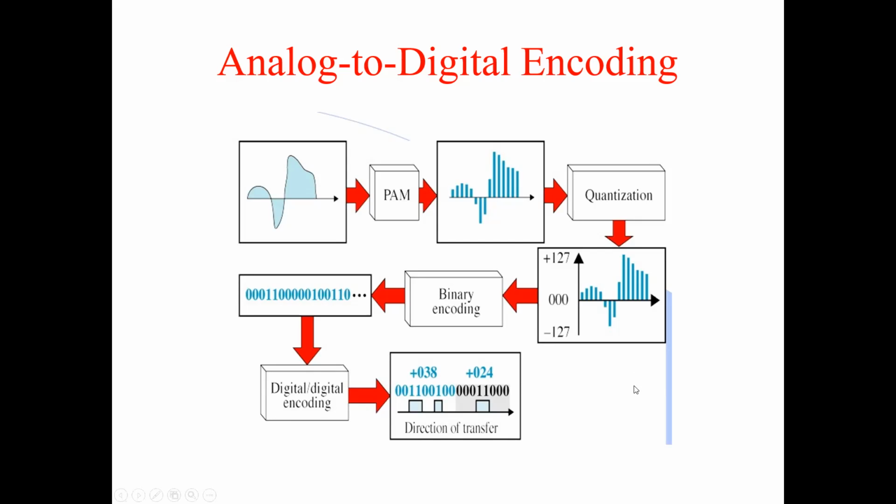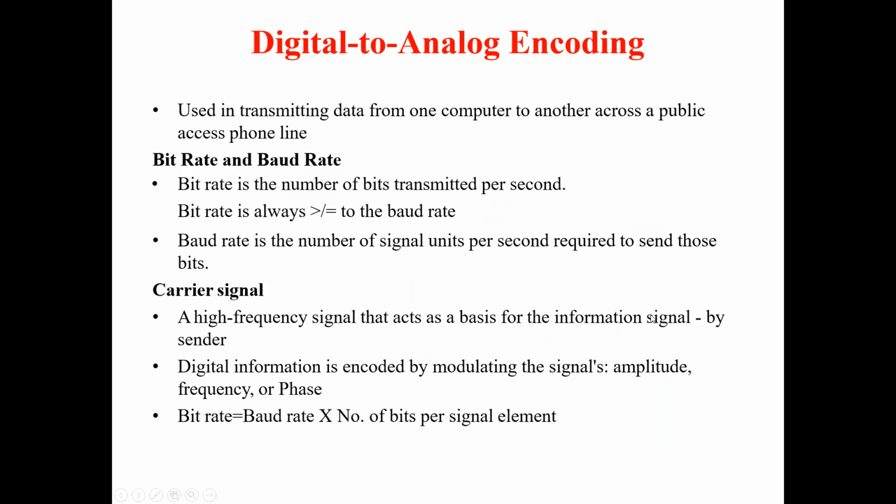Okay, so next we will see the next method, digital to analog encoding, used in transmitting data from one computer to another across a public access phone line. Now next is what? Digital to analog. So from digital to the phone line or to the wire, remember this.